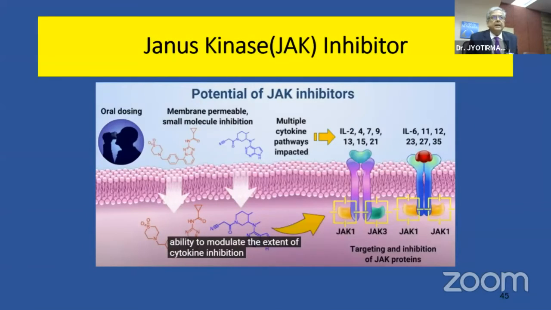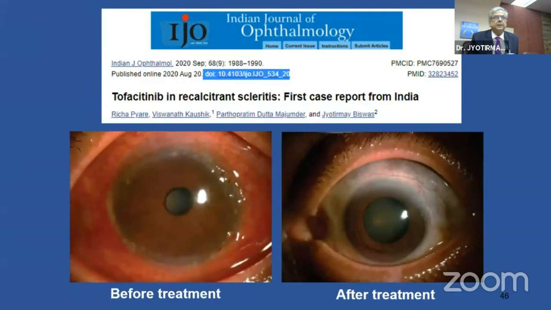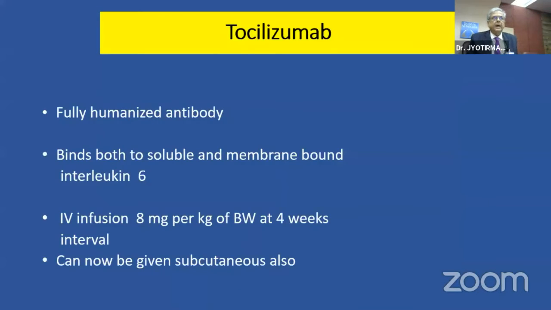So now, last is the Janus kinase inhibitor, which has the ability to modulate the extent of cytokine inhibition. We are now familiar with this. This is tofacitinib or baricitinib. This tofacitinib is used in recalcitrant scleritis. We used it in the first case reported from India. Before treatment and after treatment, there is a complete resolution of inflammation.